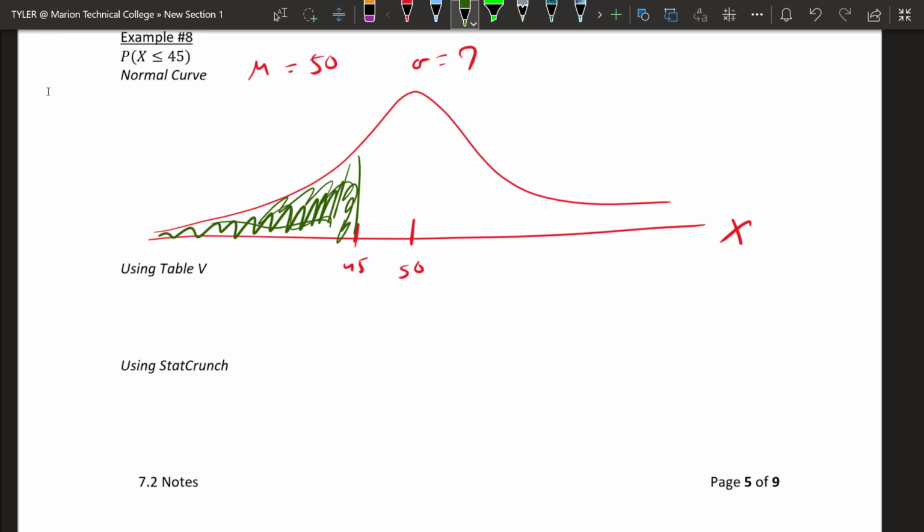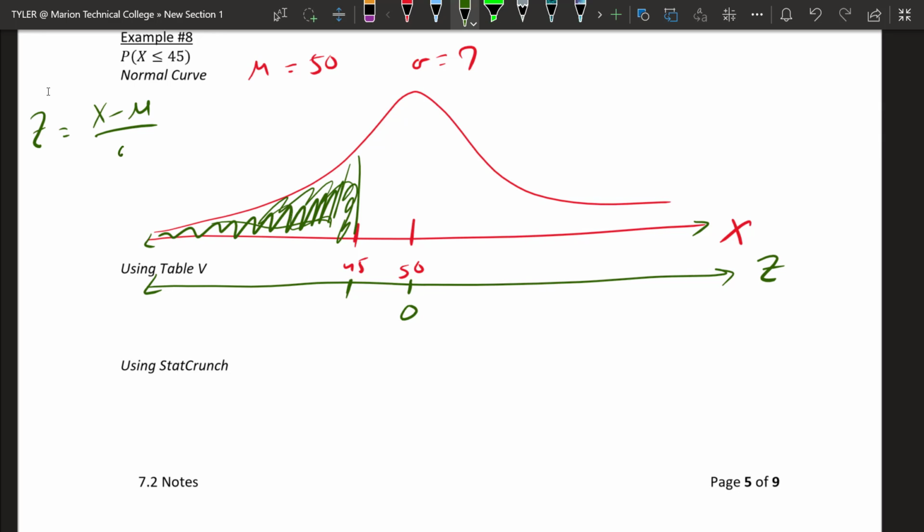Right? So just like before, I can draw another axis underneath the x-axis and call this the z-axis, and I can label this. What's lined up with 50 would be a z-score of 0, and what's lined up with 45 is a z-score we don't know. We need to figure that out. So z is equal to x minus the mean divided by the standard deviation, so this would be equal to 45 minus 50 all over 7, which is -5/7.